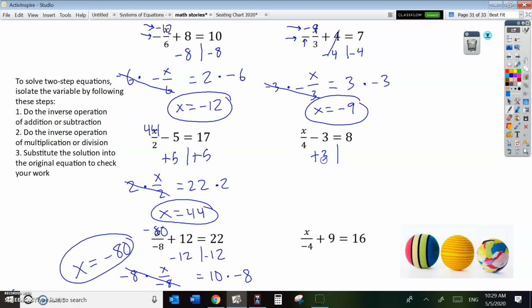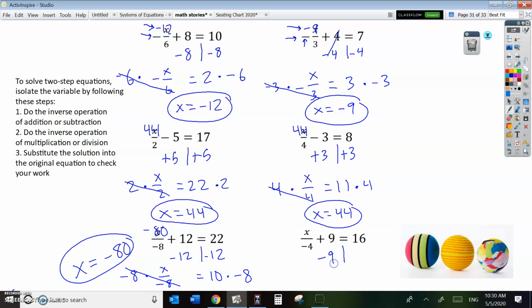Add 3 to both sides. X over 4 equals 11. Multiply by 4 on both sides. This cancels. X equals 44. Substitute 44 into the original equation and see if it works. 44 divided by 4 is 11. 11 minus 3 is 8.